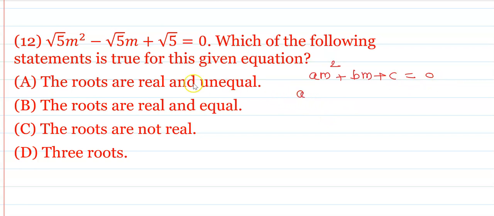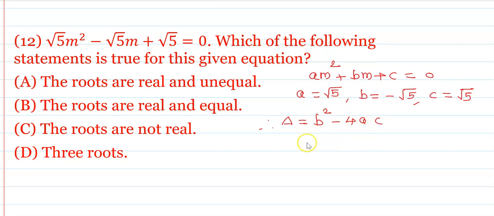What is the value of a? a means what? The coefficient of m square. That is equals to root of 5. The value of a. The value of b is minus the root of 5. The value of c is root 5. And therefore, discriminant value find out करना अपन. Delta is equals to b square minus 4ac. b ची value किती आहे? The b is minus the root of 5 bracket square minus 4. The value of a is the root of 5. c is again the root of 5.